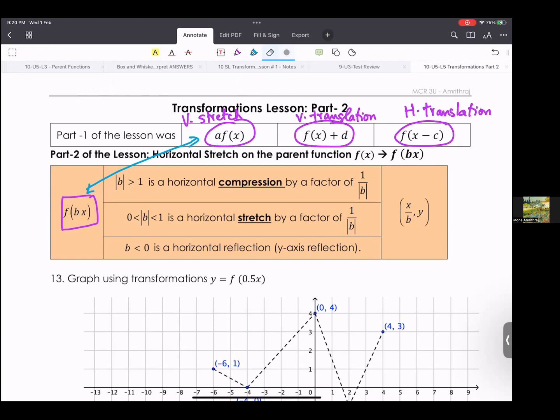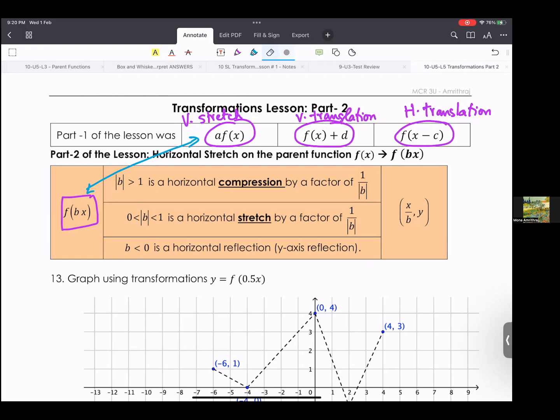As we go further along in the course, everything is called a stretch. We just have to recognize that one is a compression and the other is a stretch when we use the word factor, okay? Just by looking at the scale factor. But for now, we'll distinguish what's a compression and a stretch just to enable your understanding, all right? So if b is bigger than 1, then we end up getting a horizontal compression by a factor of 1 over the absolute value of b, right? And if b is between 0 and 1, we end up getting a horizontal stretch by a factor of 1 over b, okay? And if b is less than 0, we end up having a horizontal reflection or a y-axis reflection.